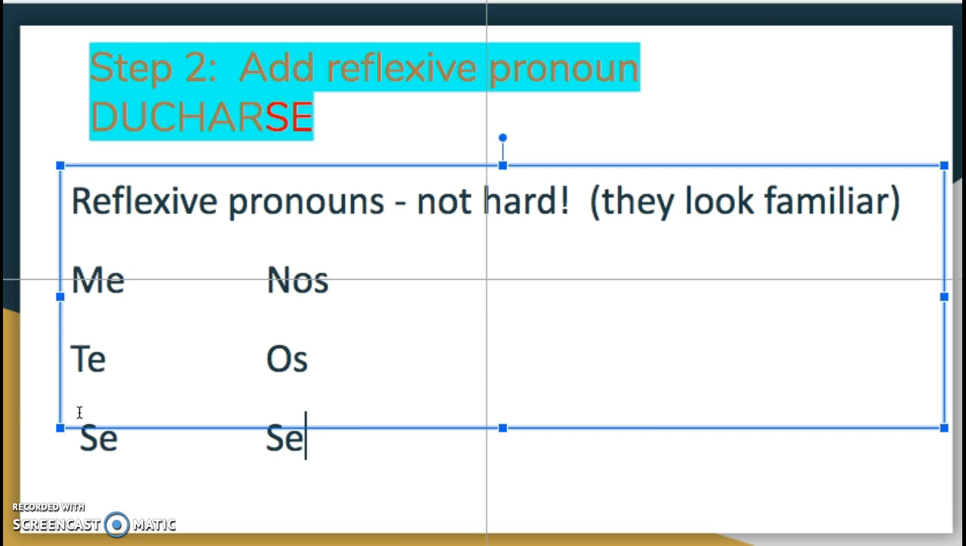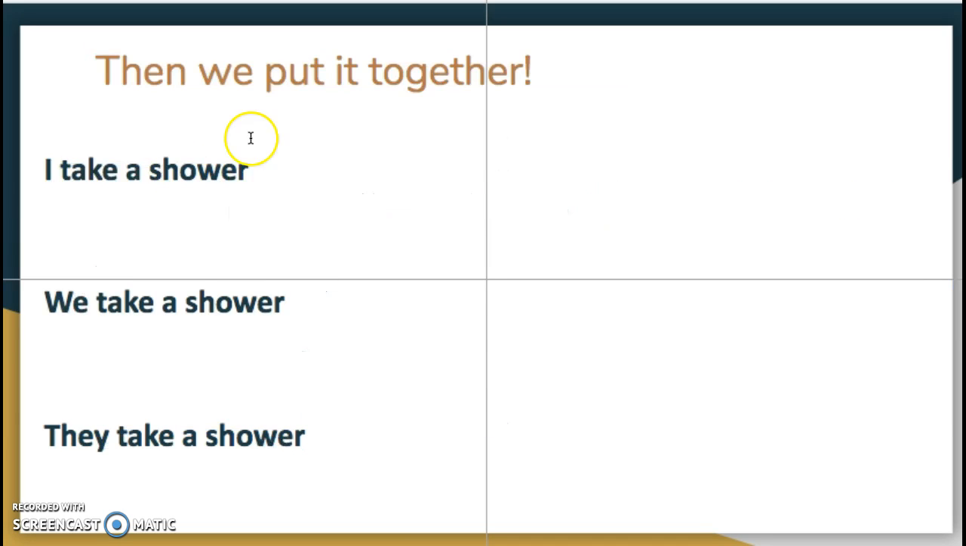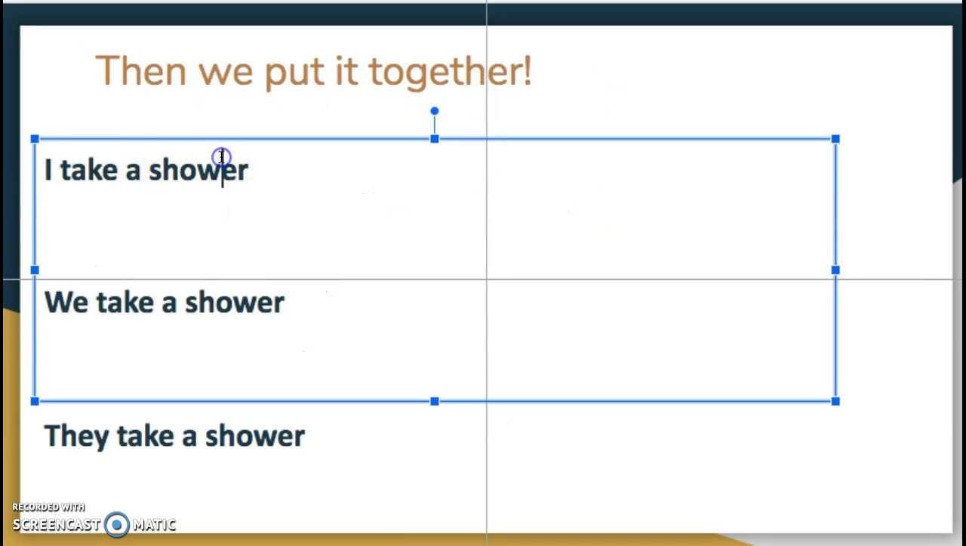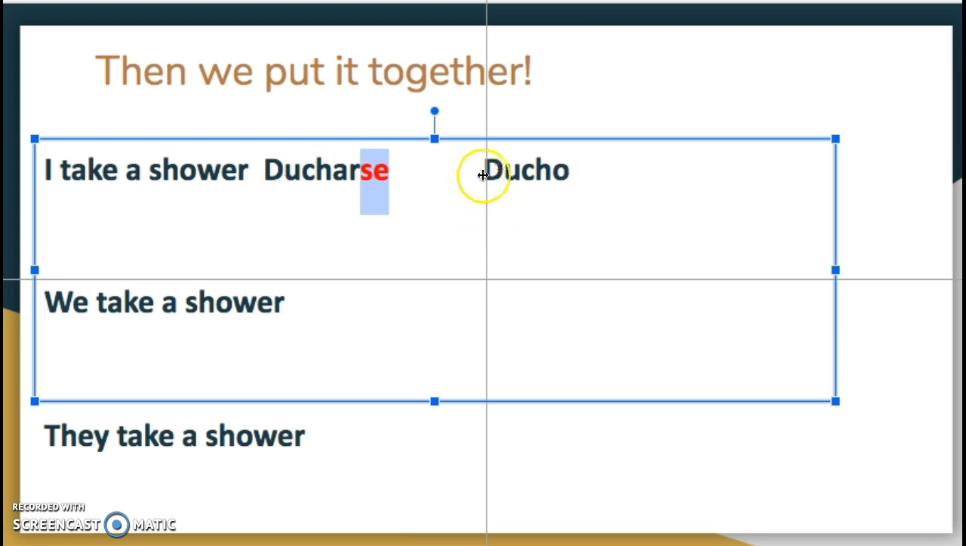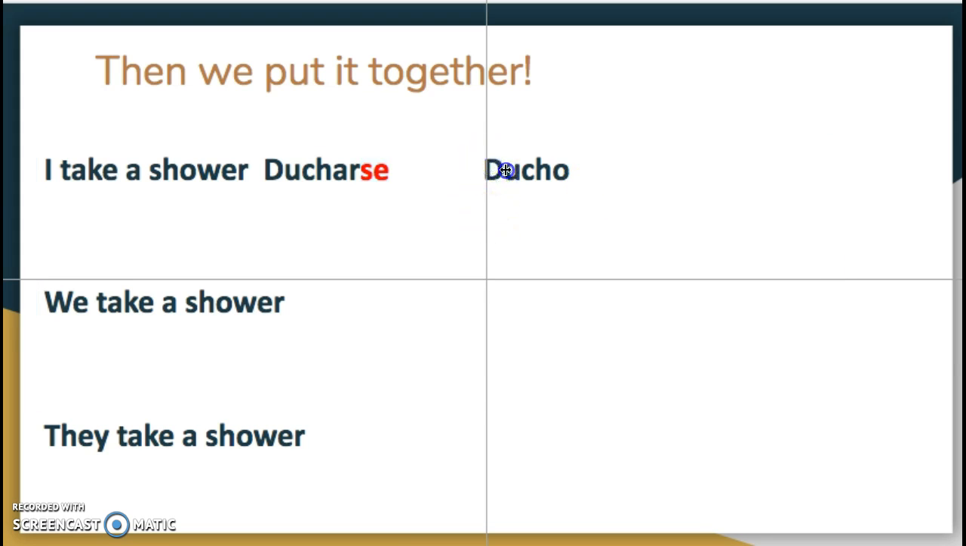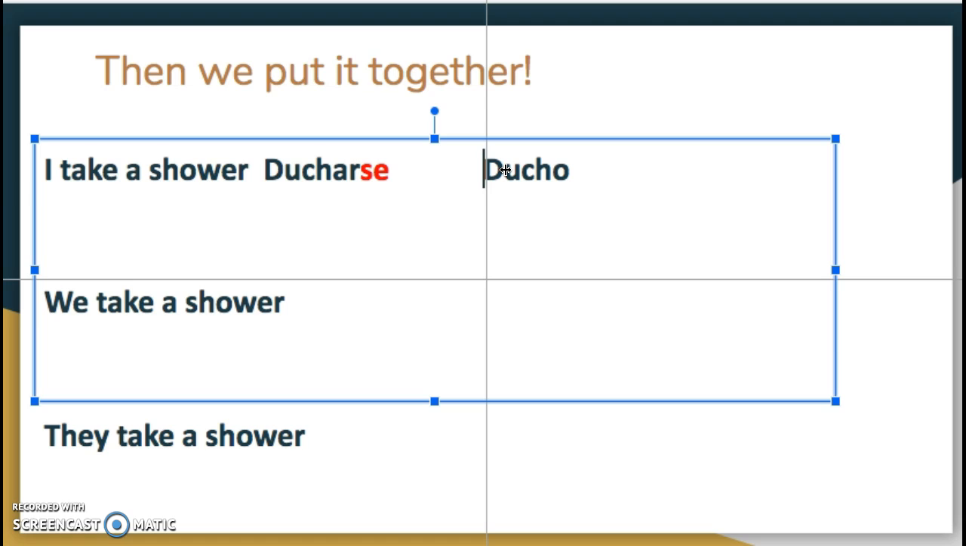So now that we did that, we just put it together. Let's take a look. Let's put step 1 and step 2 together. So ducharse is my infinitive. Remember, I conjugated it for yo, ducho, and then I took that little se out of my pocket and I'm going to stick it in front. Remember, always our pronouns, our little reflexive, direct, indirect object pronouns go in front.